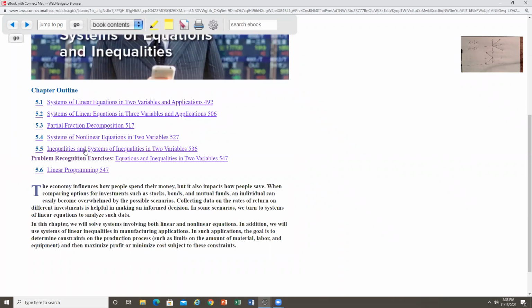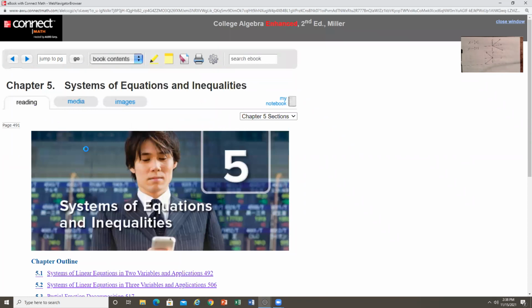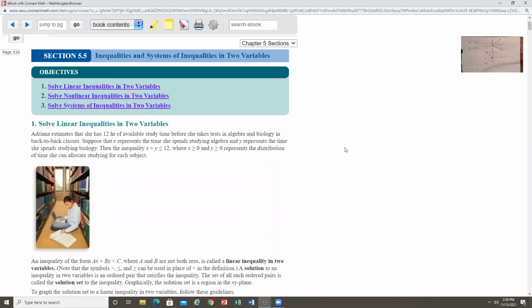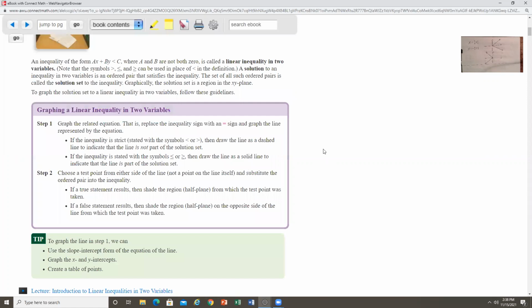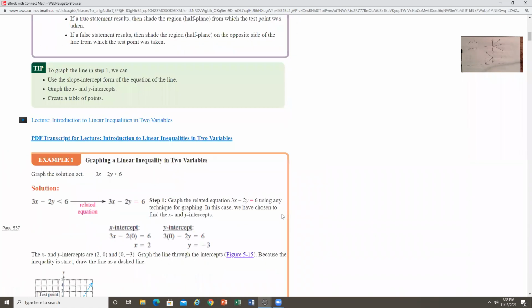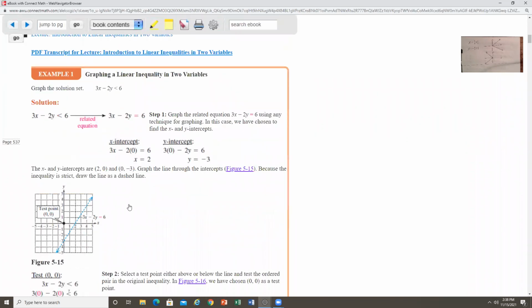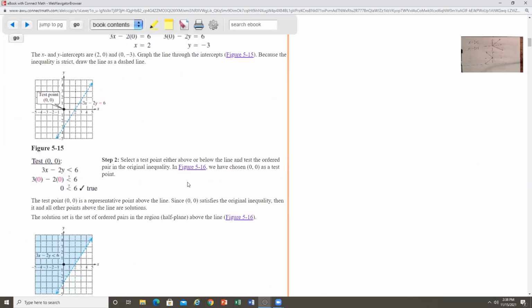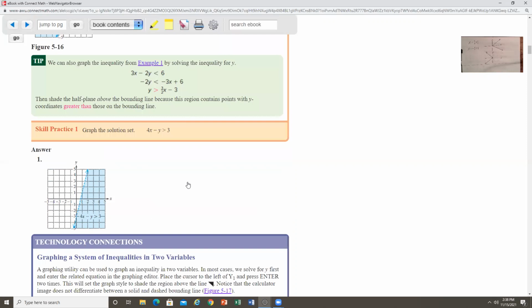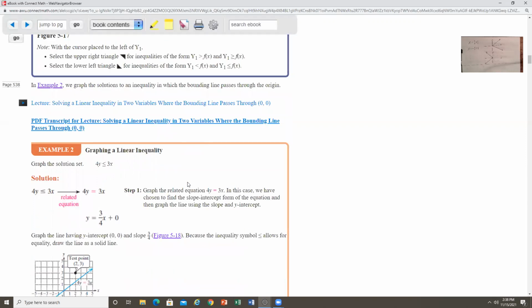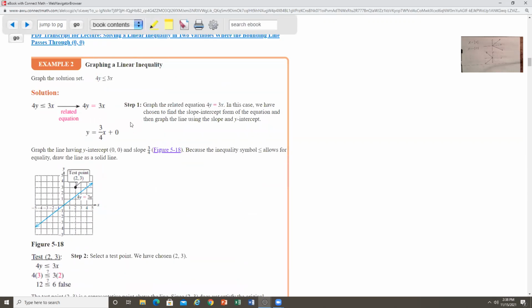Inequalities and systems of inequalities in two variables is the title of section 5.5. And again, ladies and gentlemen, I would strongly recommend that you go through and look at some of these examples that your author is demonstrating. I think that would be extremely helpful to complement what I'm going to go over in class here.